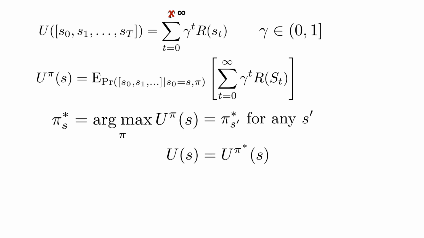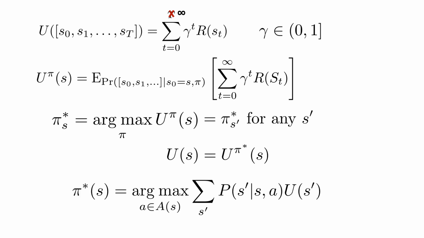We can just say, the utility for the optimal policy S, we're just going to call it the utility of S, right? We're just going to say that the utility is implicitly defined to be the utility, assuming you're going to use the optimal policy from there on.